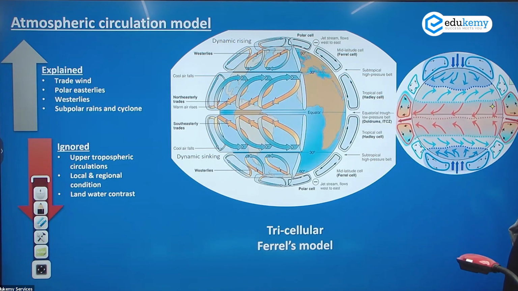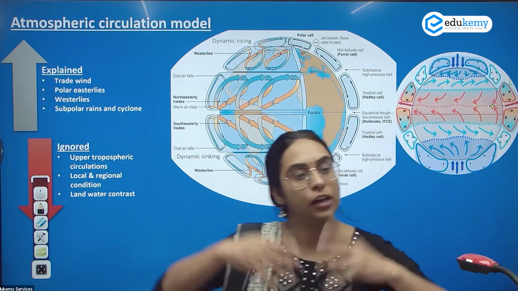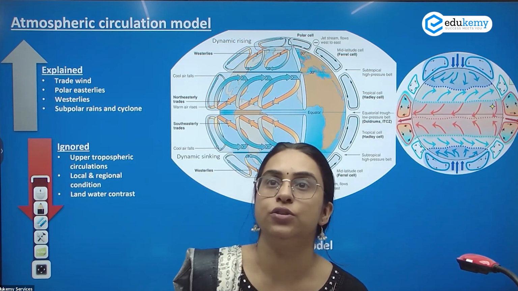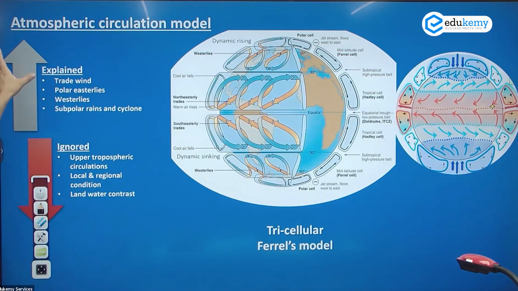But in reality, this is not correct. In reality, ऊपर का जो system है, वो बहुत अलग system है. Therefore, he could not explain the upper tropospheric conditions in a nice manner. Okay? So he could not explain this. So what could he explain? He could explain trade winds.